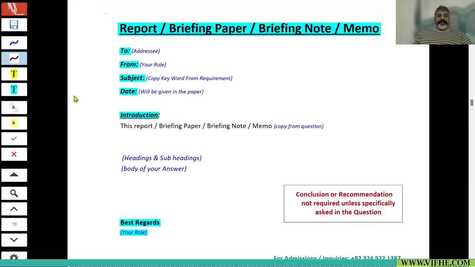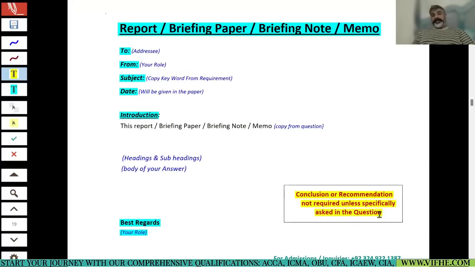Now, sometimes students ask, do we need to give a conclusion or recommendation? Because it's a report, so towards the end, are we supposed to write a summary or a conclusion? No, not at all. Avoid giving any conclusion or recommendation unless specifically asked in the question. If the question specifically tells you to give a conclusion, then of course, yes. But if the question is silent, then no need for any conclusion or recommendation.